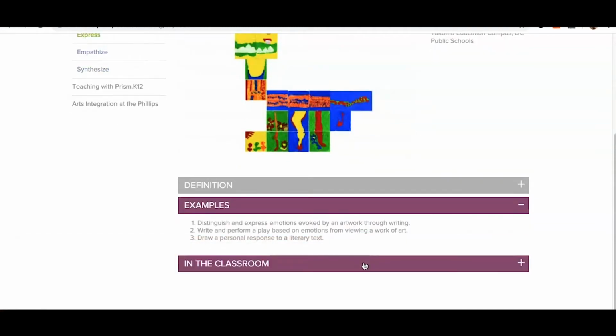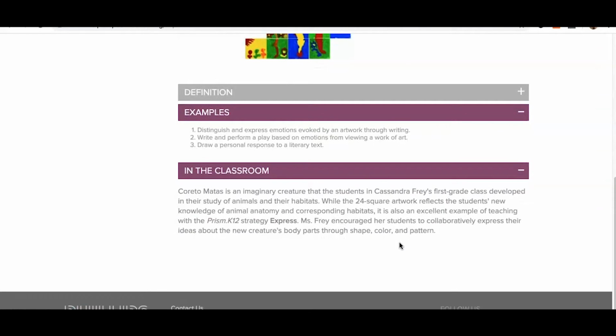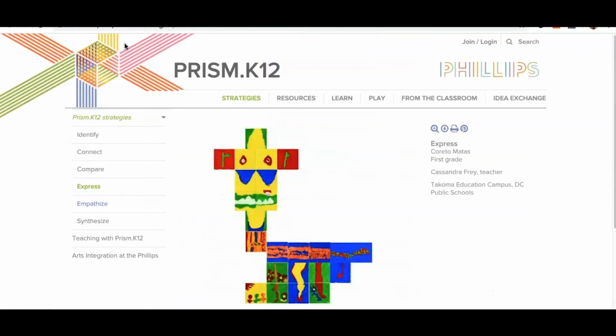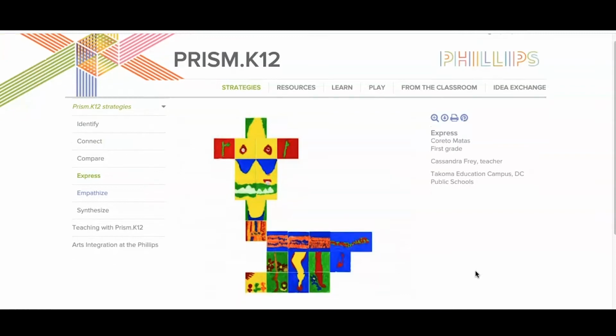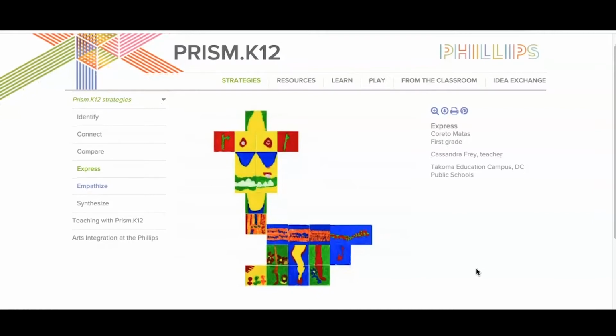And then this, where it says in the classroom, is a description of the lesson that got to this work of art right here. And this work of art was a first grade activity where students had been learning about animals and ecology, and they took their study of all of that and combined it to create a new critter. And then they expressed themselves by creating the different parts that would then come together to be a whole. So that is the Prism.K12 strategy of express.